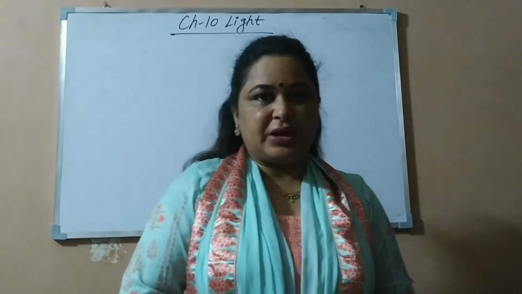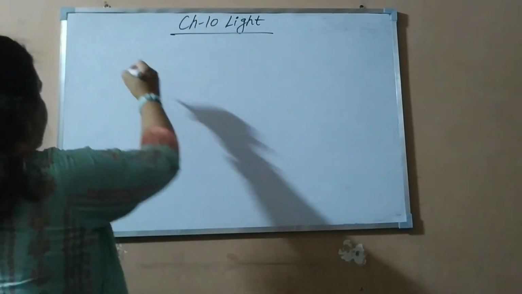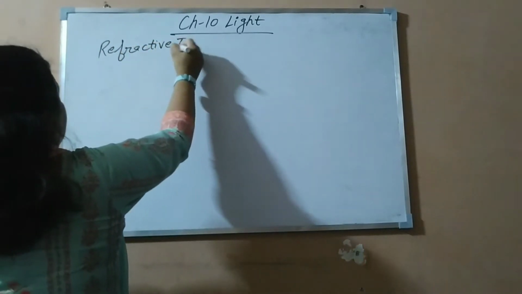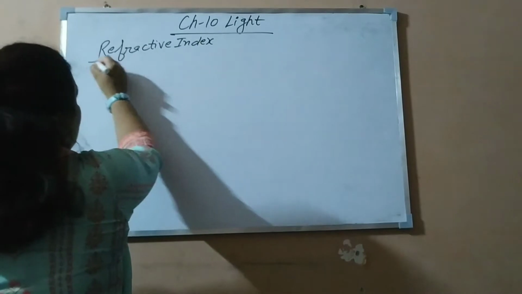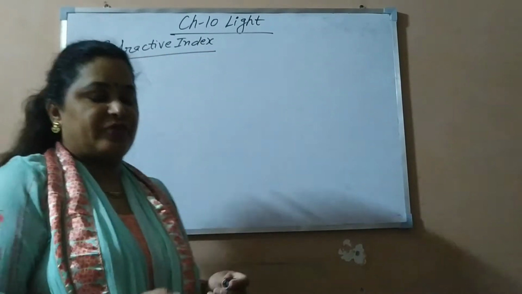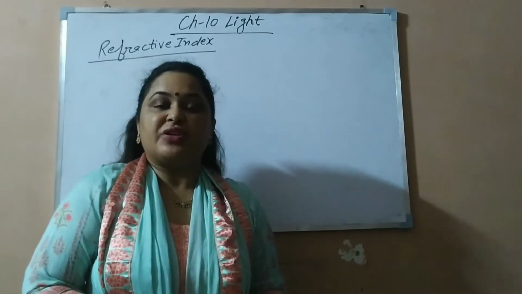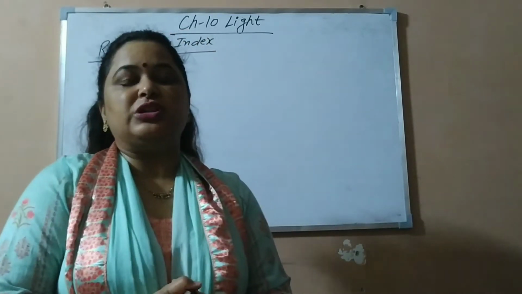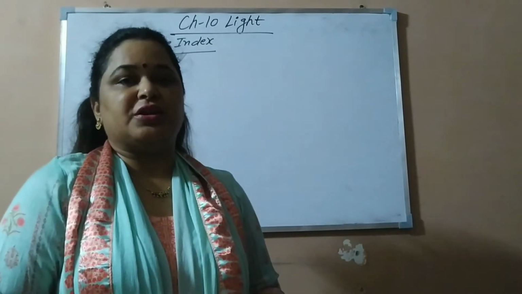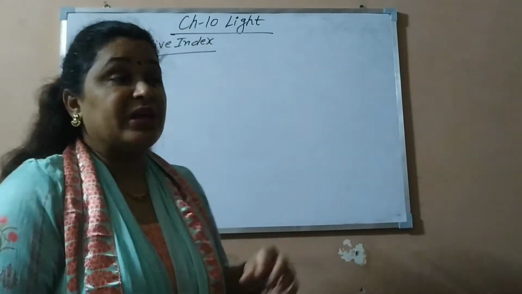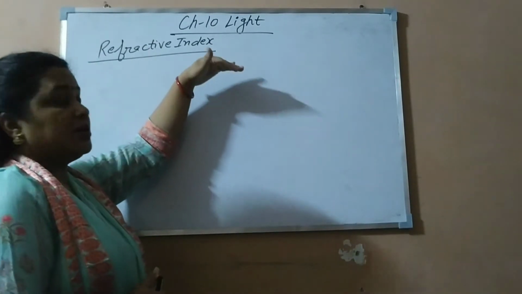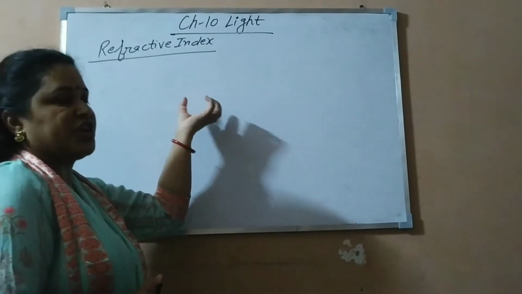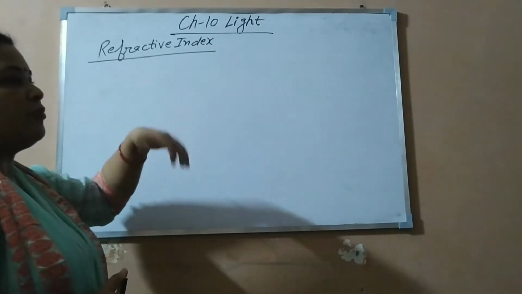So let's start the topic. Today's topic is refractive index. Refractive index, or we can simply say absolute refractive index, is the same thing. Refractive index tells us the measure of how much the speed of light will change when it enters a medium from the air. It means refractive index is the property of a medium which tells us how much the speed of light will change when it enters from one medium to another.